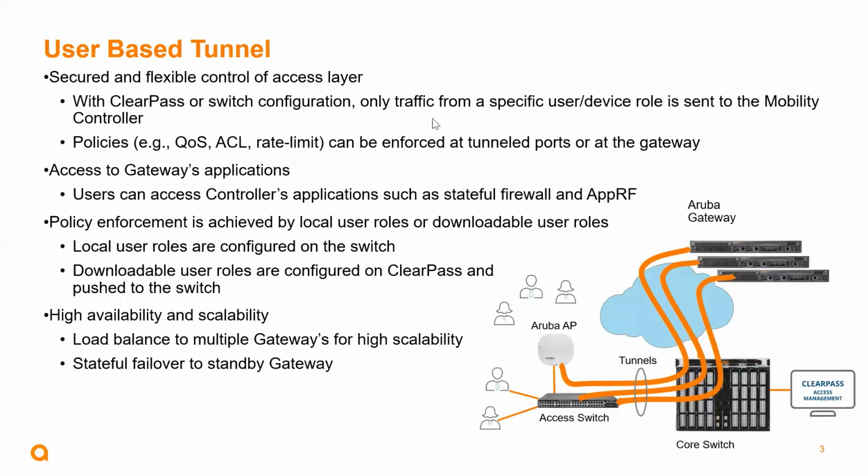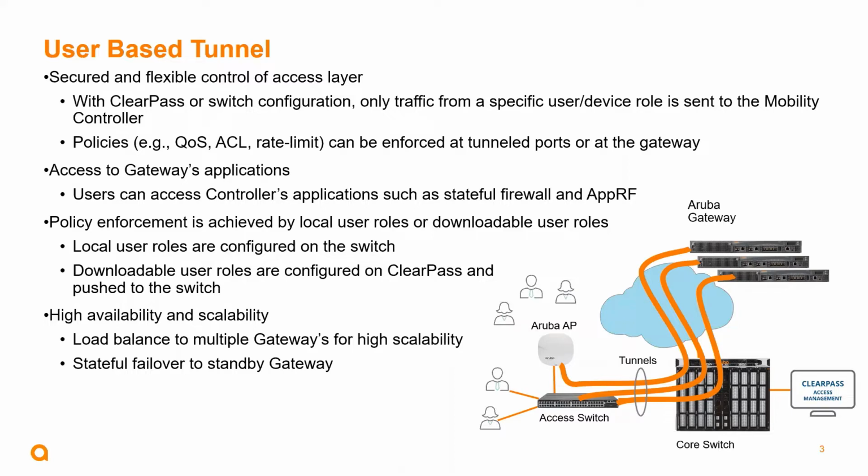As we have seen the overview of the user-based tunnel feature, now let's take a deep look into the advantages of this feature. The UBT provides a secure and flexible control of our access layer. With ClearPass or from our switch configuration, we can make sure only a specified device or user can access the mobility controller. So once the user has been authenticated, the policies can be applied.